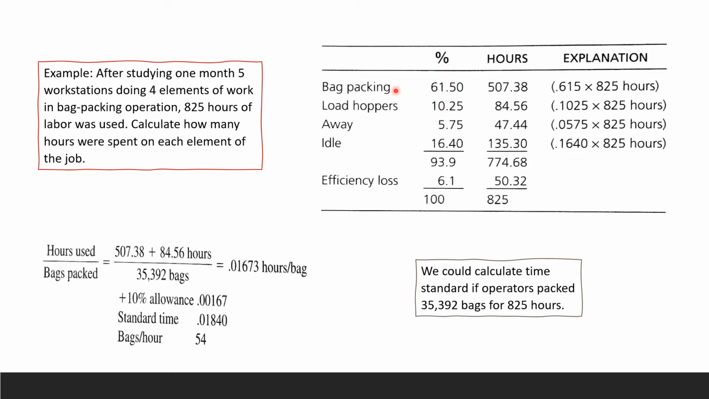61.5% we spend for backpacking, and the 10.25% we spend for load hoppers, 5.75% we spend being away, and 16.4% we spend for idle. Okay, so altogether 93.9%, efficiency loss is 6.1%. We lost it. So when you calculate all of that, you're going to get 100%.